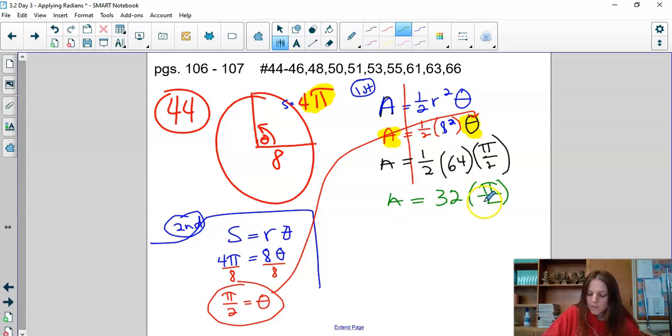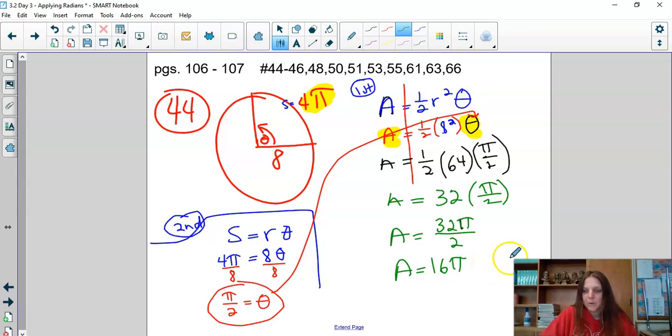Okay, multiplying by pi over 2, if you have a hard time visualizing this, you can write it as 32 pi over 2. And if you divide 32 by 2, you will see that that ends up equaling 16 pi. Okay, we want to put some sort of a label. This is area, so you could say square units or units squared, since there's no other label available.